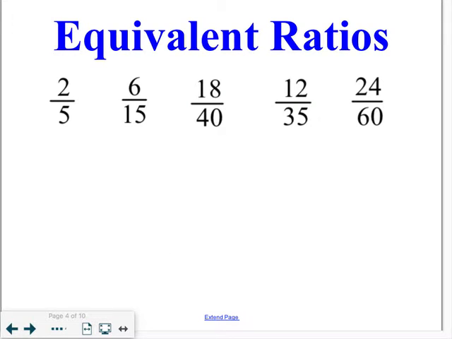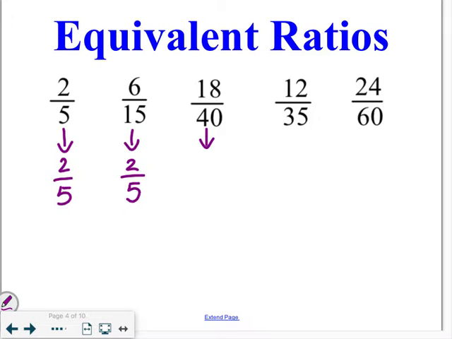First thing we want to talk about is equivalent ratios. The easiest way to figure out if ratios are equivalent is to find their reduced fractions. 2/5 is as reduced as it can get. 6/15, both of those can be divided by 3. If I divide the top by 3, I end up with 2, and the bottom by 3, I end up with 5.